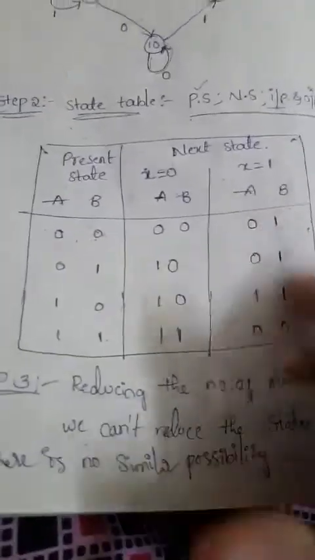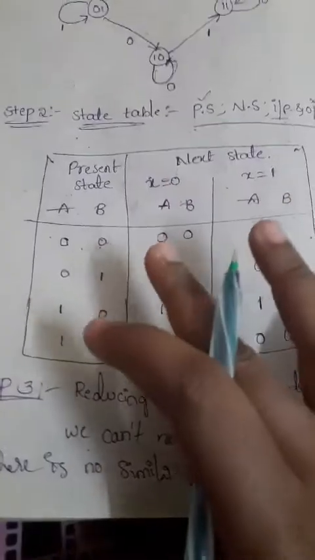So this is step 4. And now coming to step 5. Remember one thing: if the state table consists of states in alphabet letters, we can't do the further steps like that. That is, we can't design the sequential circuit with states as alphabets.